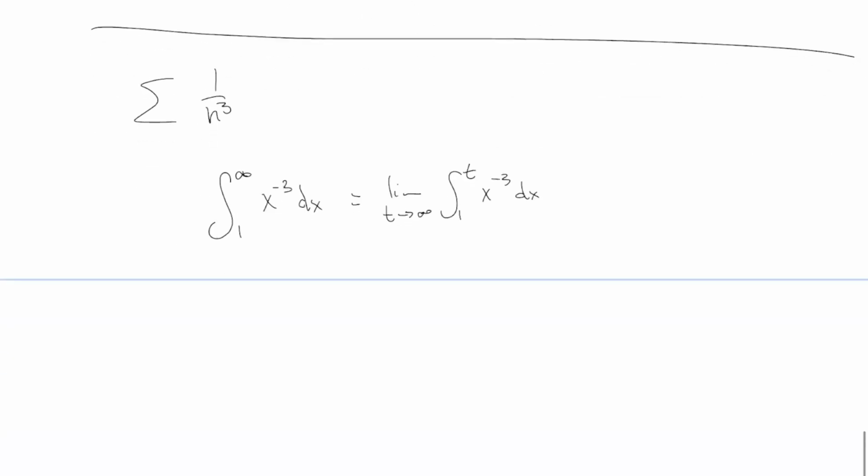And then we do the integral, we increase the power, it becomes negative 2. And then we divide by the negative 2, so it'll say limit as t goes to infinity, 1 over minus 2, x to the minus 2, plugging in 1 and t. You plug in the t and the 1. Limit as t goes to infinity, 1 over minus 2, t to the minus 2, minus 1 over minus 2, 1 to the minus 2. What do you say? This limit, does it converge or diverge? Converge or diverge?